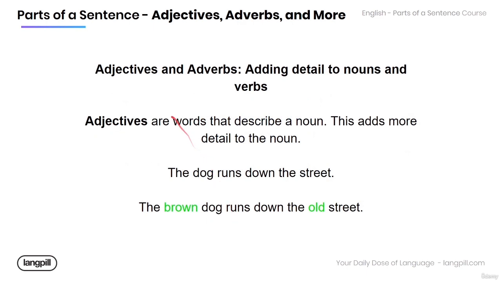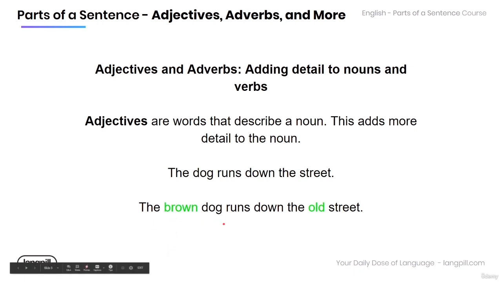The first ones I want to cover are adjectives and adverbs. Okay, these are going to add detail to nouns and verbs. The first one, adjectives, these add to or describe a noun. Okay, they add detail to the noun. So let's look here. We have this basic sentence: the dog runs down the street. Okay, that's fine. That's a good sentence. But I don't know what the dog looks like. I don't know anything about the dog. I don't know anything about the street. So we can add adjectives to describe these things.